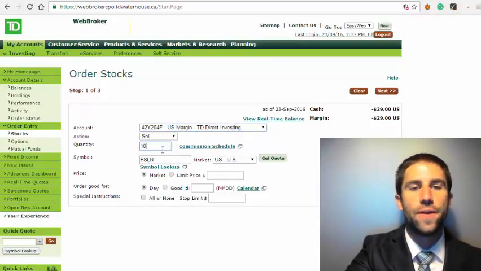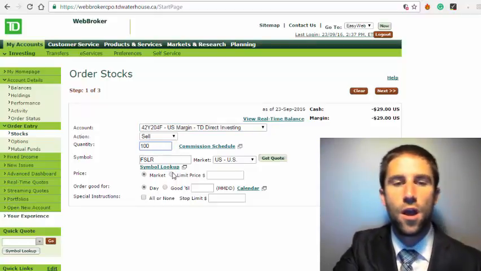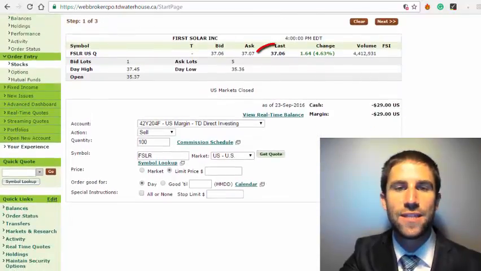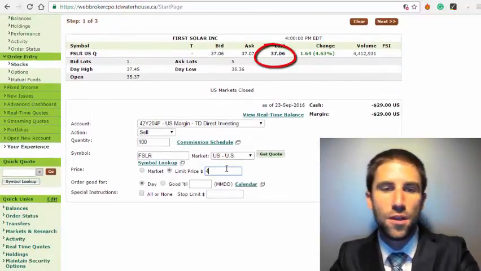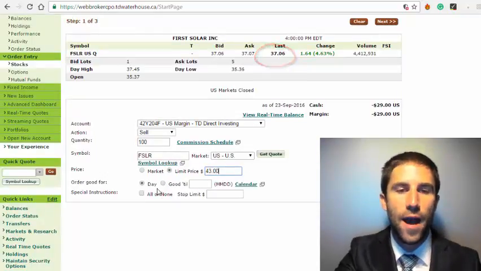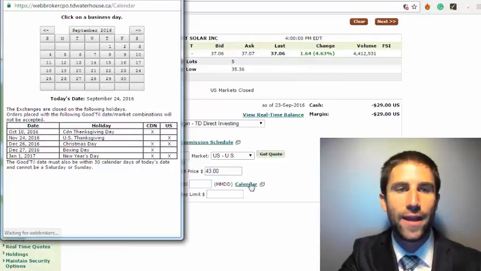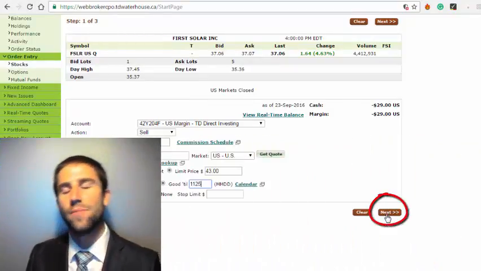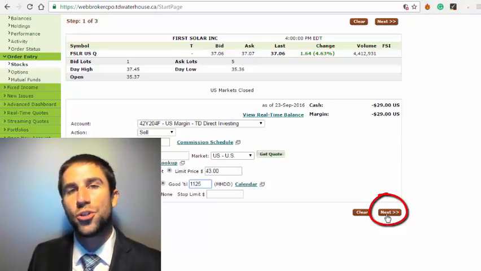So if I were to sell 100 shares of First Solar, I could set a limit price. So I would hit get quote to see where we're at, and we're at 37. So let's say I don't want to sell anything under $43, so I would put my limit price of $43. I would select a good till date. I would go to my calendar to make sure that the date I select is a market day. And I'm going to push this one all the way to November 25th. Then I would hit next, and that would send me to my order screen to confirm the price of selling 100 shares of First Solar at $43. So that's how you put a limit order.